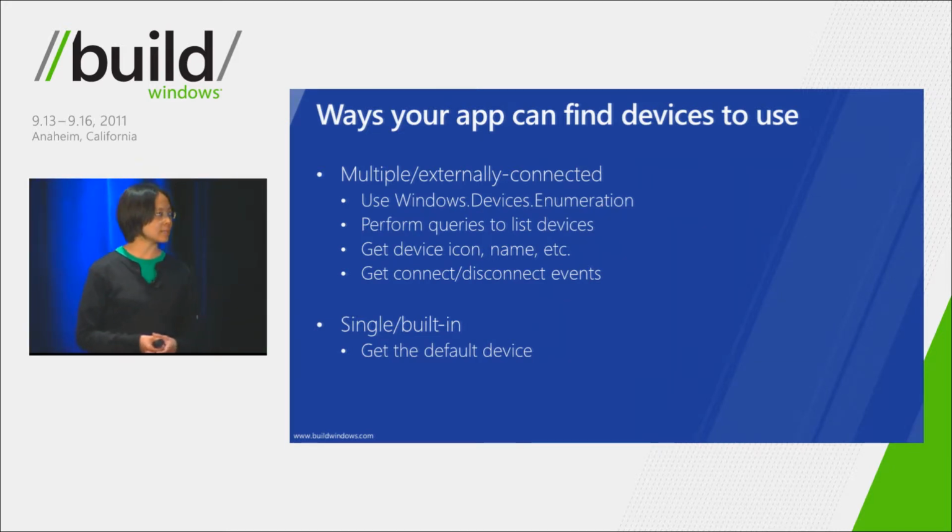And because these can be connected and disconnected, you probably want to know whenever a user plugs in a device or disconnects the device, so you can provide a nice experience in your app. So windows.devices.enumeration comes with events that you can listen to get notified. And it's all included in this one namespace. So I talked about externally connected devices that you plug into your PC.